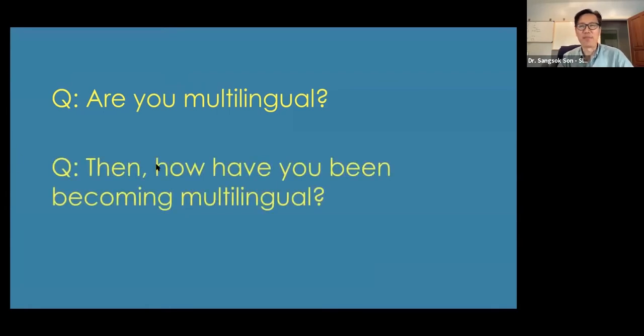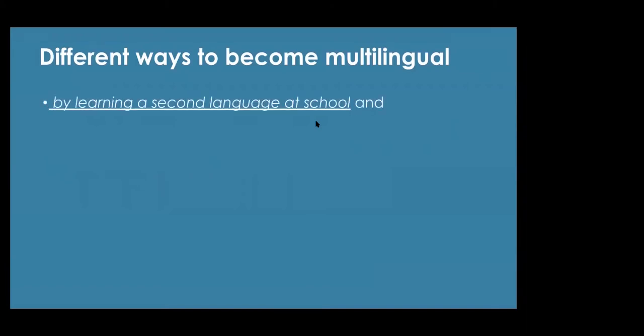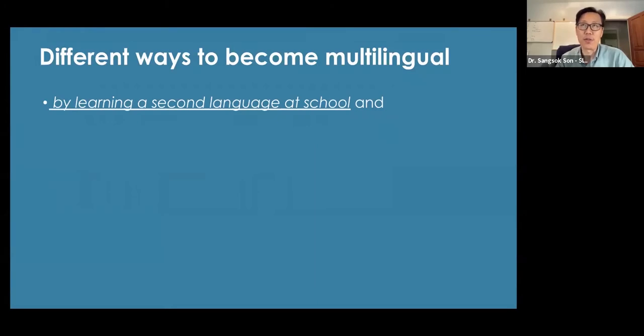Okay, and then how have we been becoming multilingual? You can think about how you became multilingual. There are different ways to become multilingual. Some people become multilingual by learning a second language at school, through formal education. When they enter school, they may learn subjects using their home language as a medium of instruction, but by the time they reach a higher level of grades, they may learn a second language. And when they reach secondary or high school, they learn a third language, something like that.